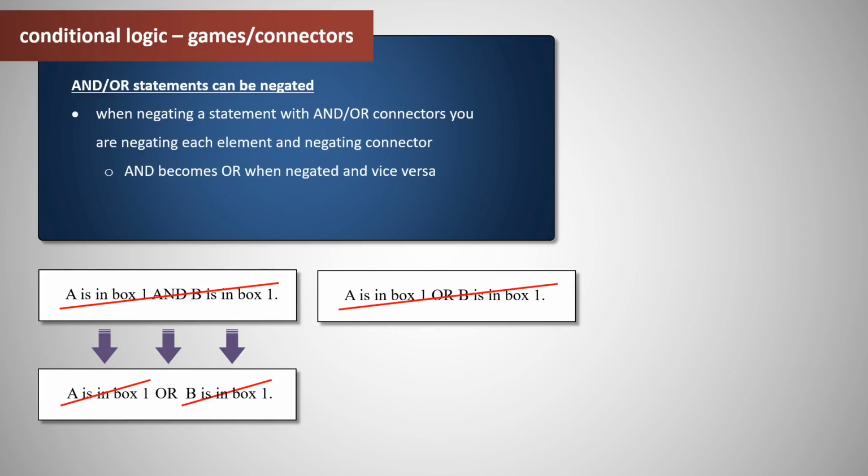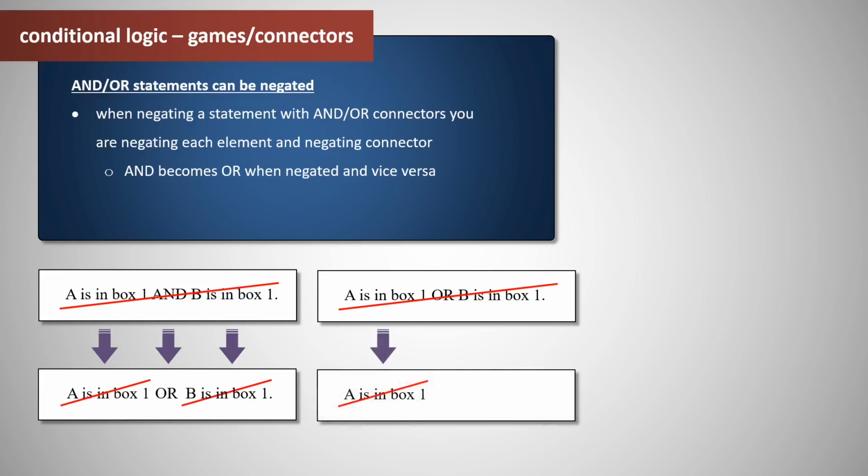Likewise, if you start with or. So if you've got a statement that says A is in box 1 or B is in box 1, well, once again, what you're saying is one of them's got to be in box 1, but you're negating that, so you're saying it's not true that one of them is in box 1. Well, what you're saying is that it's not true that A is in box 1, change the or into and, it's not true that B is in box 1. Same thing. So the statements and their translations below mean the same thing.